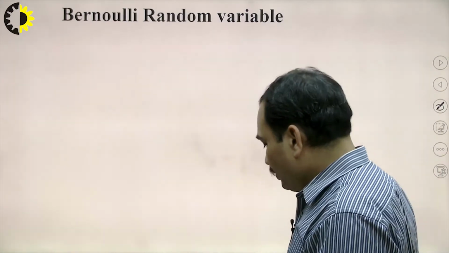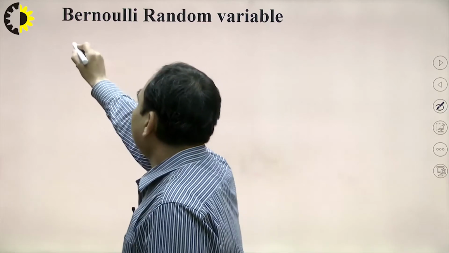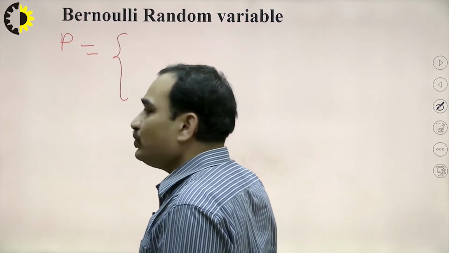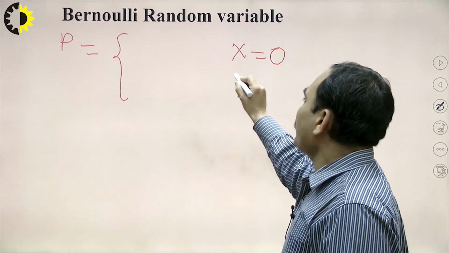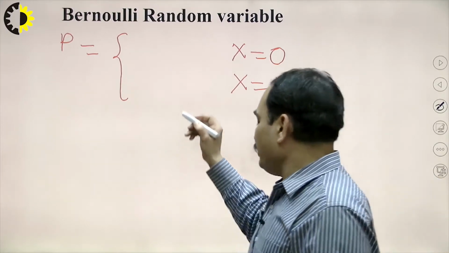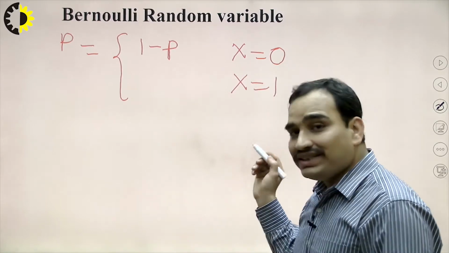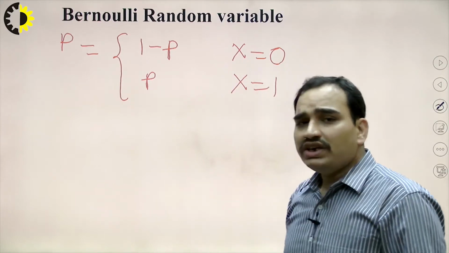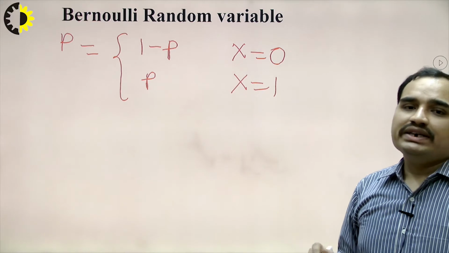So for a given random variable, we have the probability given by p, which has two values: for x equals 0 and for x equals 1. For x equals 0, we have 1 minus p. For x equals 1, the value is p.